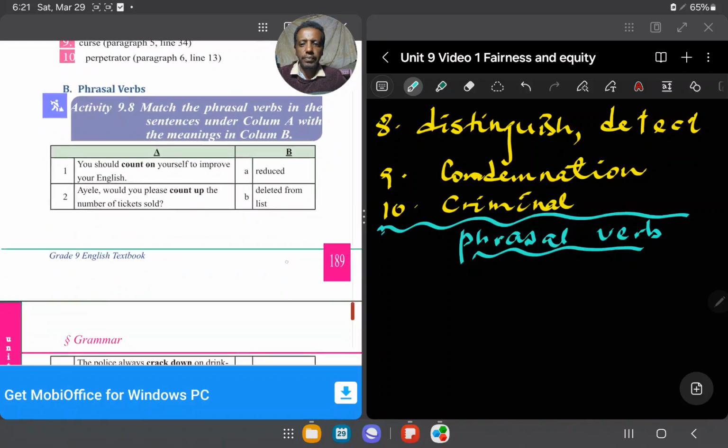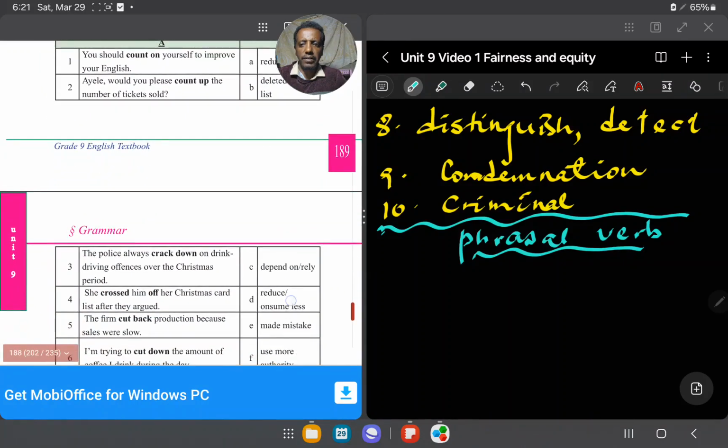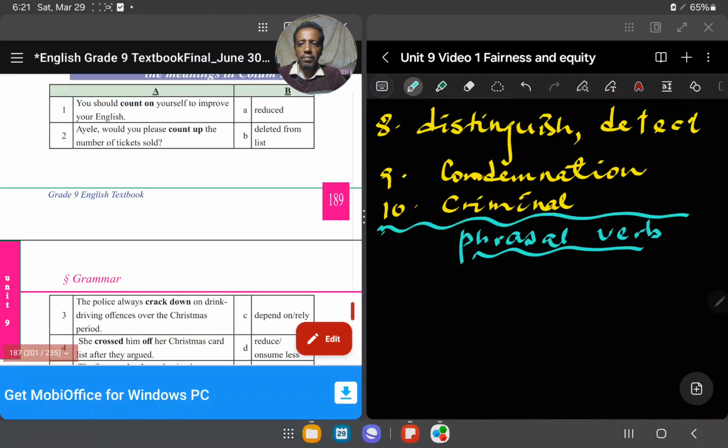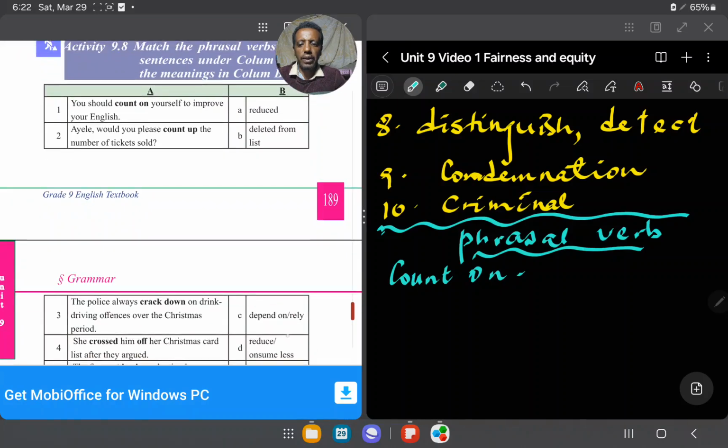Now, before we try to see the answer, it's better to see the phrasal verbs. You should count on yourself to improve your English. What does count on mean? So according to this context, count on means depend or rely.